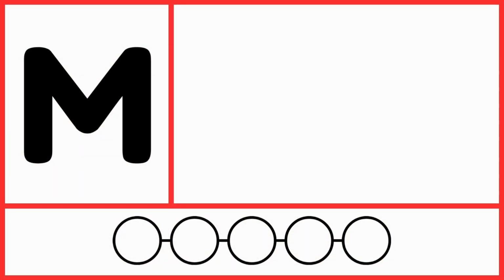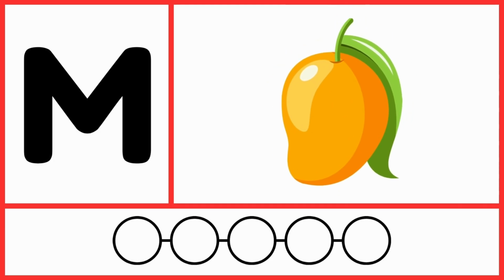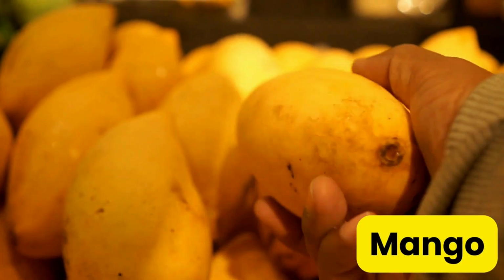M. M is for mango. Let's spell it. M, A, N, G, O. M is for mango. Mango.